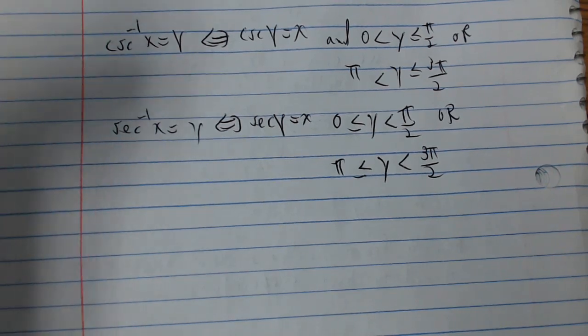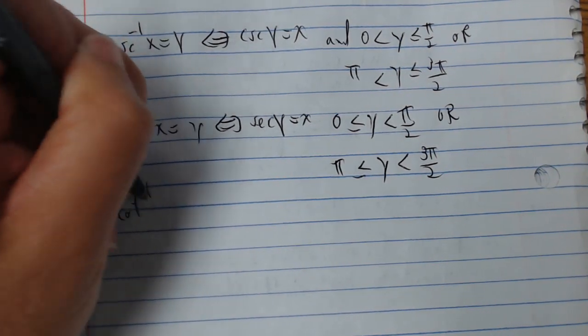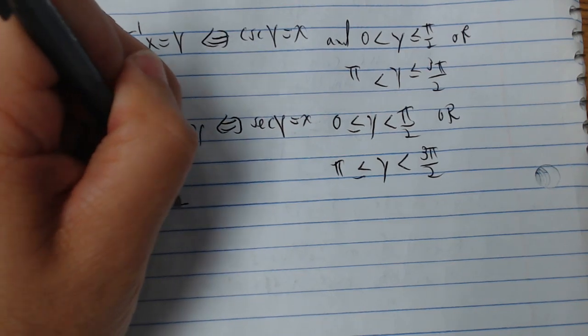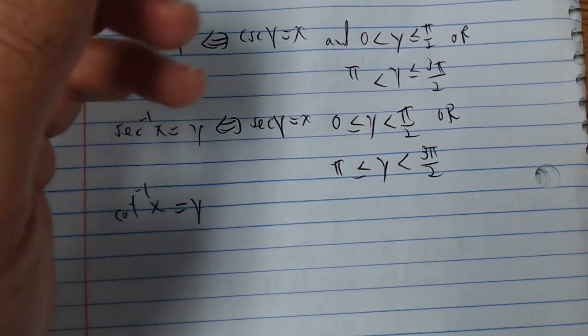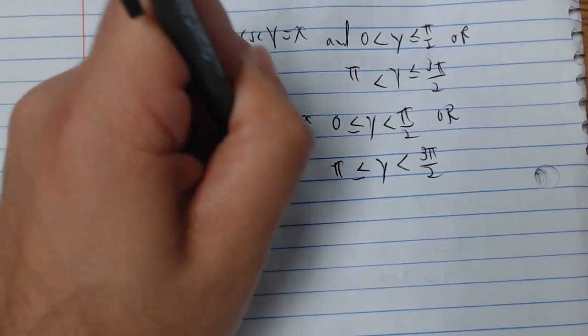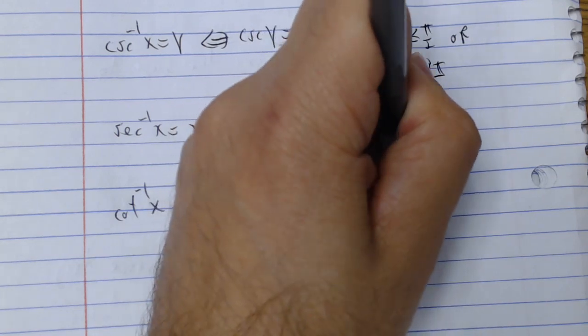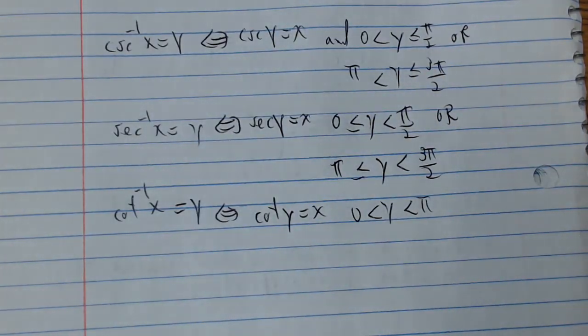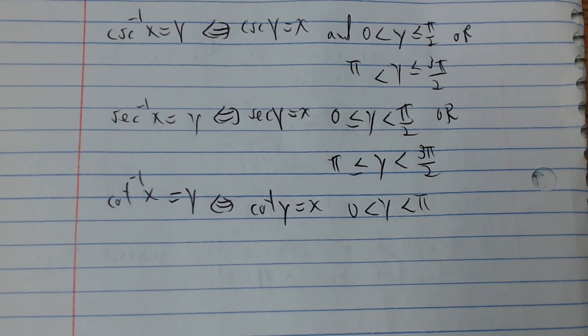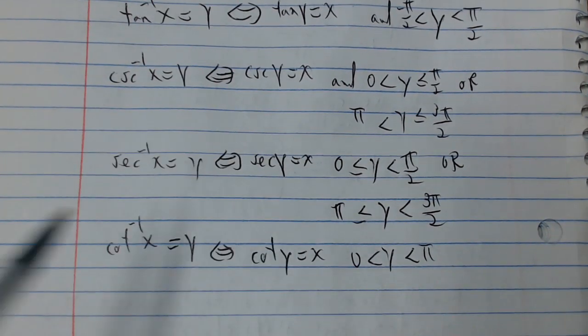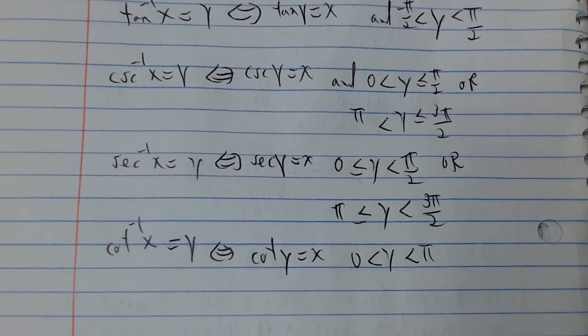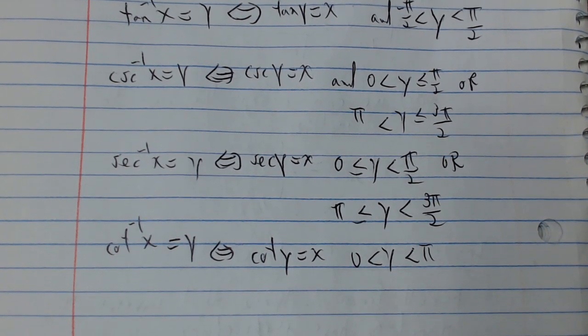And then, of course, we have cotangent inverse of x equals y. That means cotangent of y equals x, and y is less than pi and greater than 0. And those are restrictions. So anytime you're going to use your trig function inverses, you need to make sure that you take into consideration the restrictions. Okay, so keep that in mind, because that's very, very important. And we'll do an example in a minute where I'll take the restrictions into consideration.